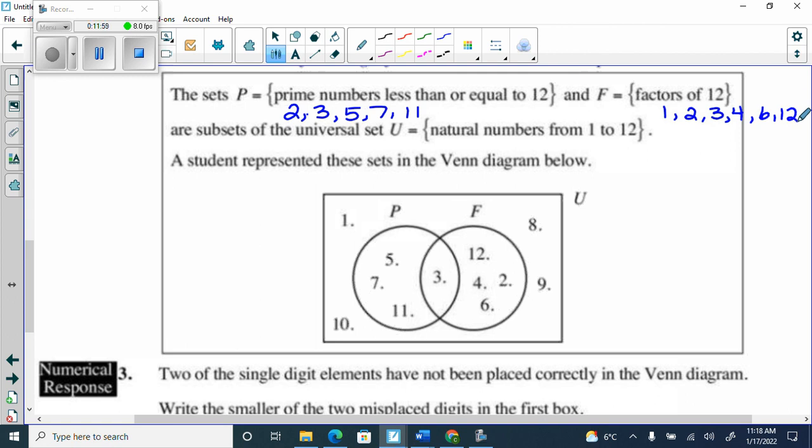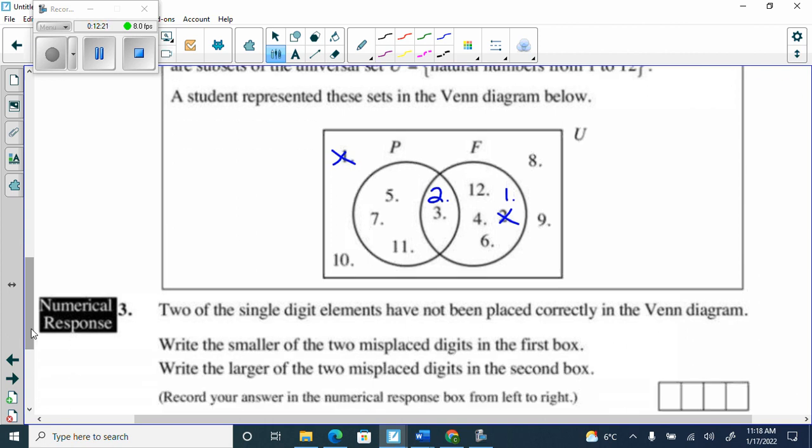So what do they have in common? They have in common 2, 3, and that's it. And this one should have 4, 6, 12, and 1. And this one should have 2, 3, 5, 7, and 11. The 10, the 8 and the 9 sit outside because they don't fit anywhere. So write the smaller of the 2 misplaced digits in the first box, and then the next one, so 1, 2. Because 1 and 2 are in the wrong spots.